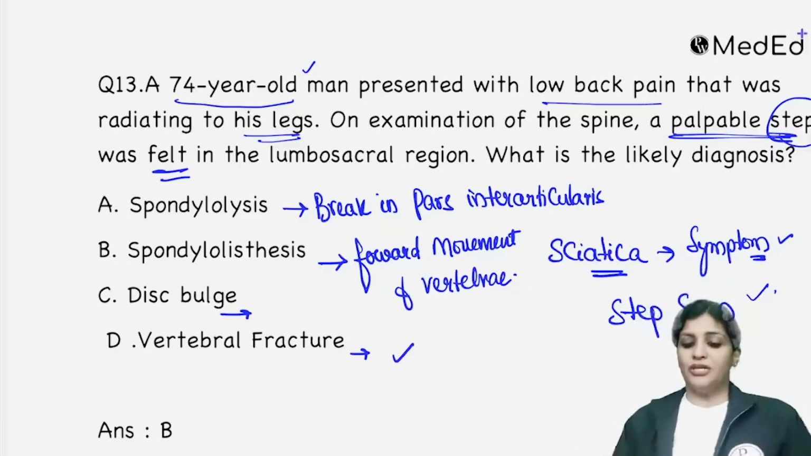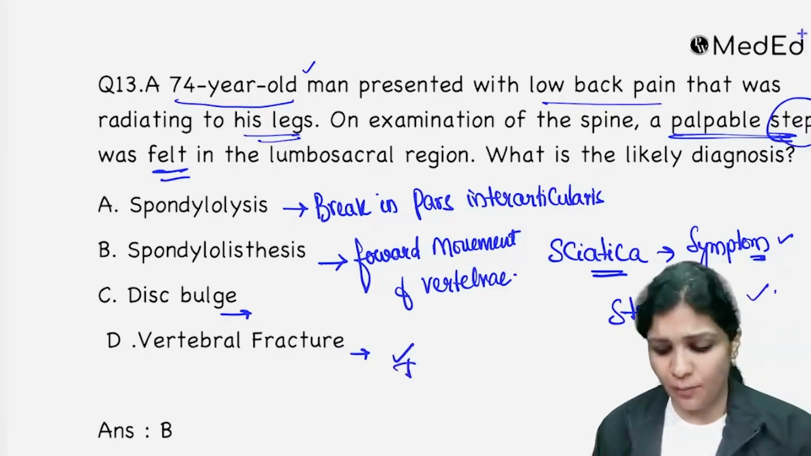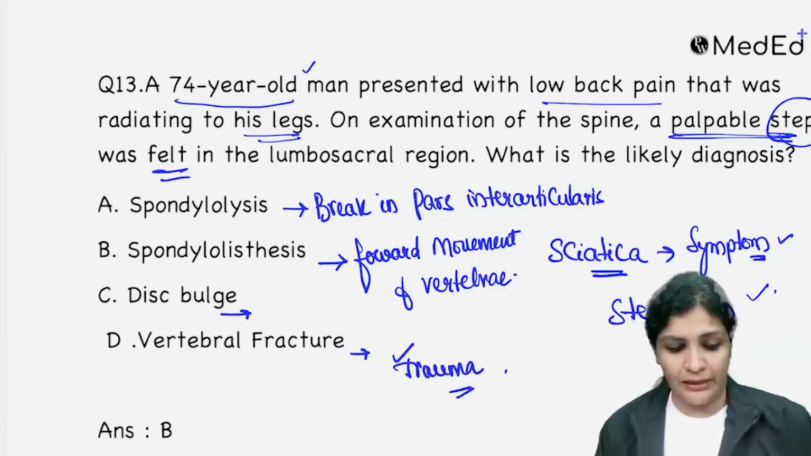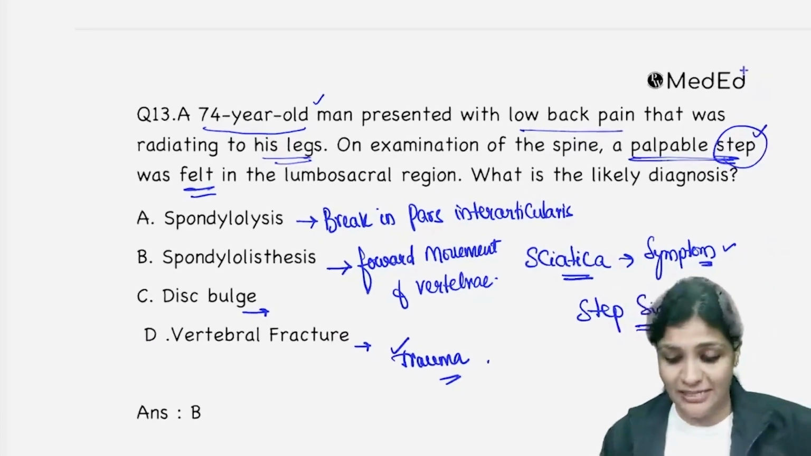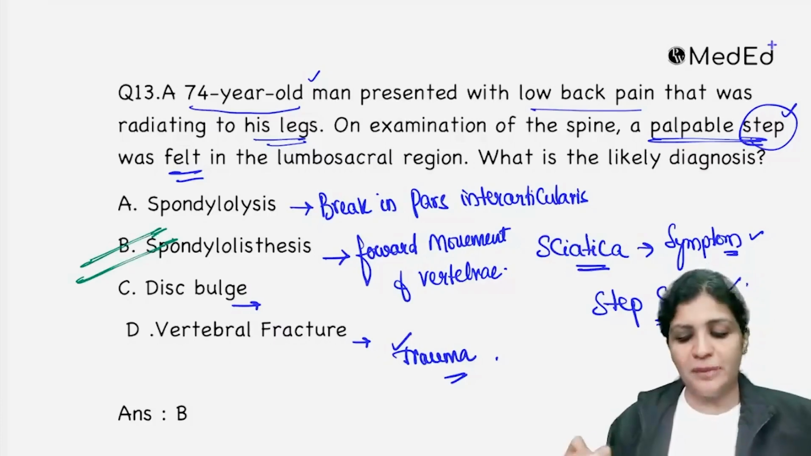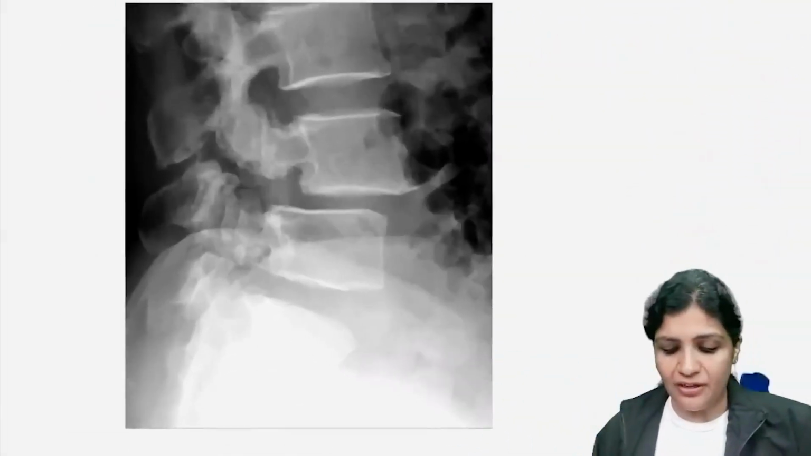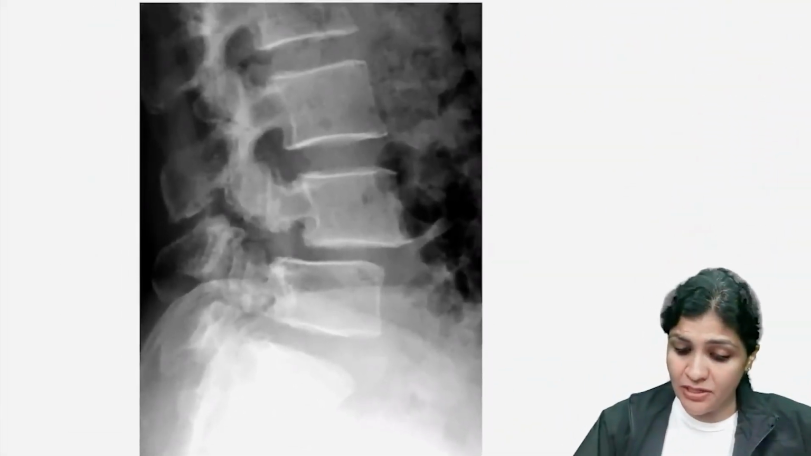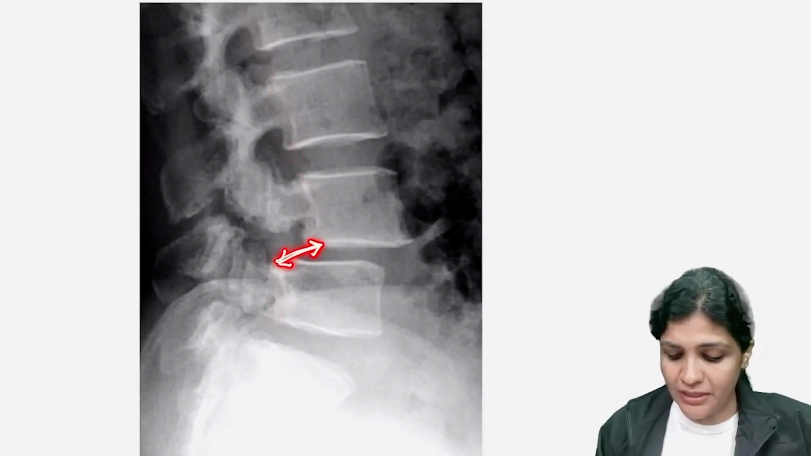The step sign, in a patient coming to the OPD, and vertebral fracture is related to trauma, so you have to be careful in the traumatic cases. But here the patient has come to the OPD with low back pain and you can see a step sign. So the answer here undoubtedly is spondylolisthesis, because step sign is a feature of spondylolisthesis. Now what is spondylolisthesis? If you see, this is vertebra, vertebra, vertebra, and vertebra. There is forward protrusion of L5, L4, L3.